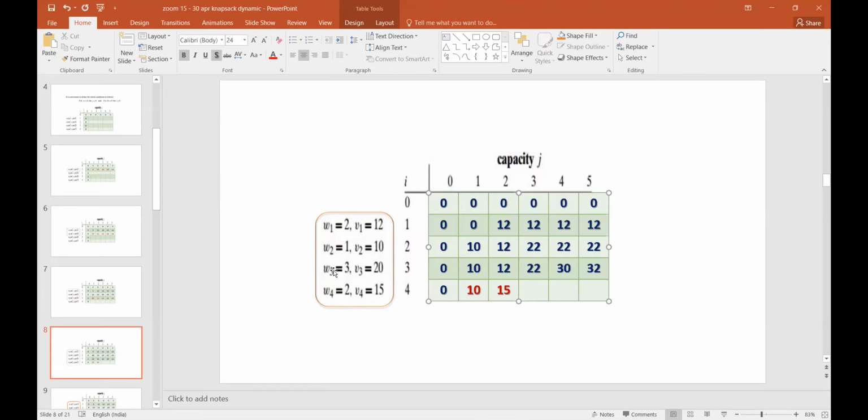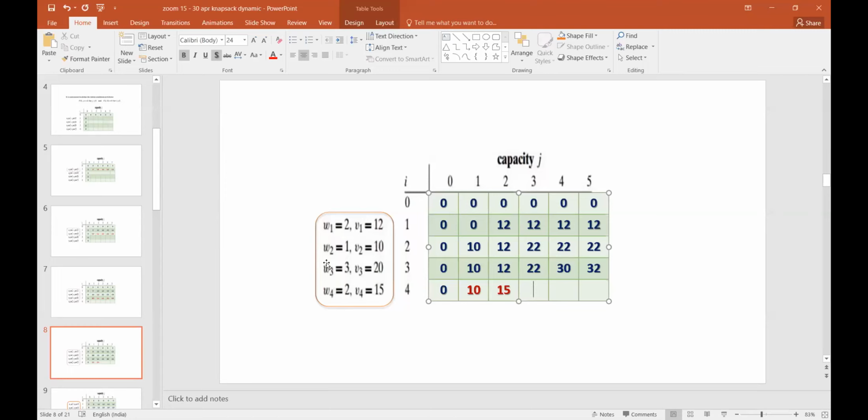If I consider the object with weight 3, it exactly fits here, but the profit is 20. That is one option. If I consider W1 plus W2, 2 plus 1, the capacity is 3, the total weight is 3, the profit becomes 10 plus 12, that is 22. It is more than 20. So this is the better option than W3. Do I still have a better option?